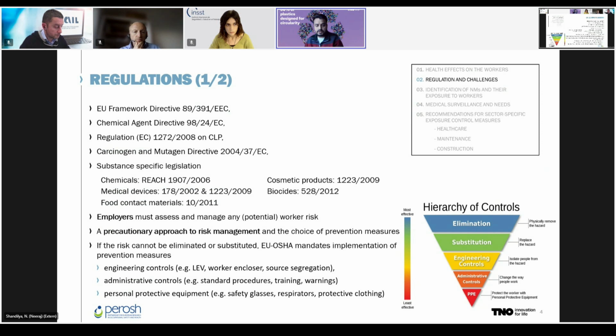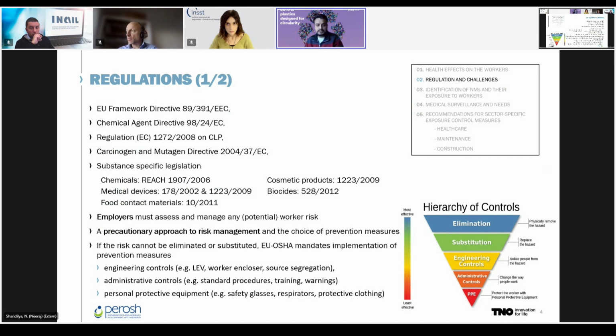For cosmetic products, there are certain specific regulations. For medical devices, biocides, and food contact materials, we have separate legislations. However, to repeat, the directives are not really specific to nanomaterials. Now, it is the responsibility of the employers right now to assess and manage the risks of nanomaterials at work, and thus adhere to these regulations at the workplace.